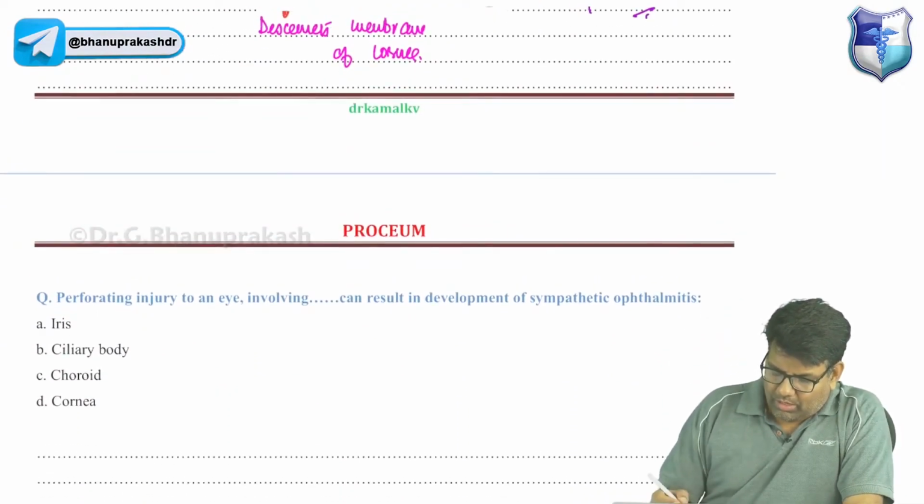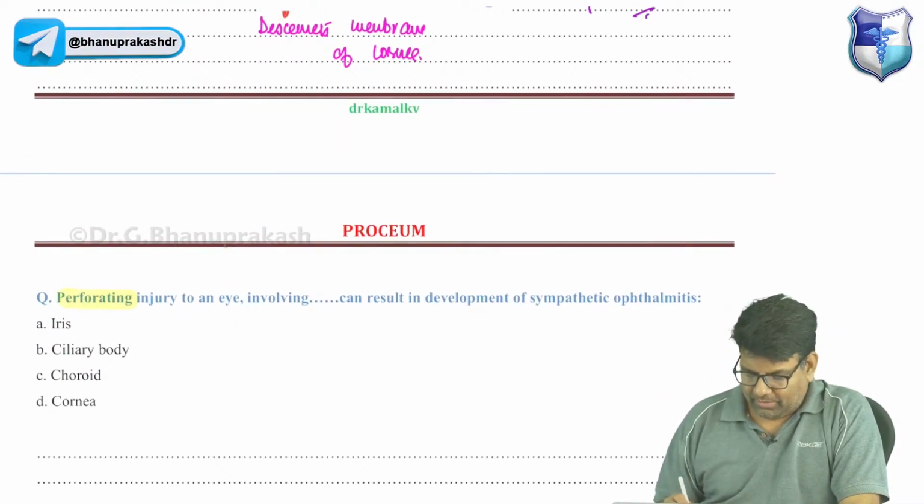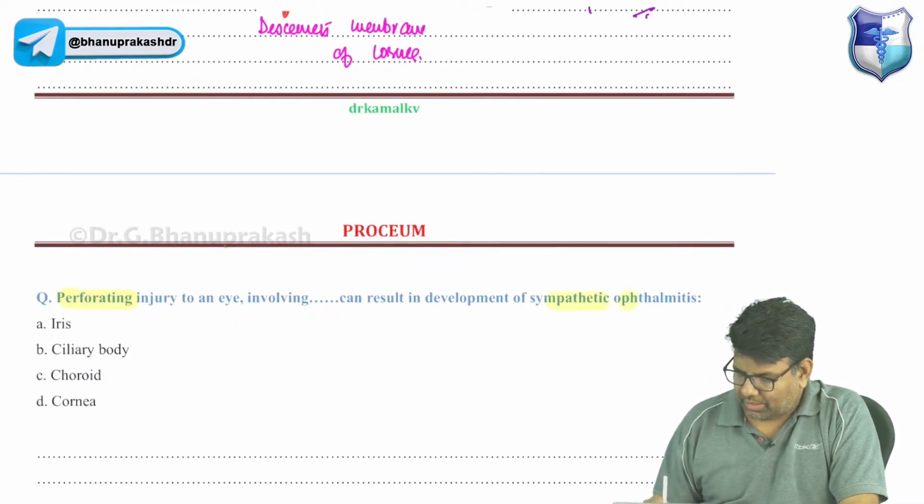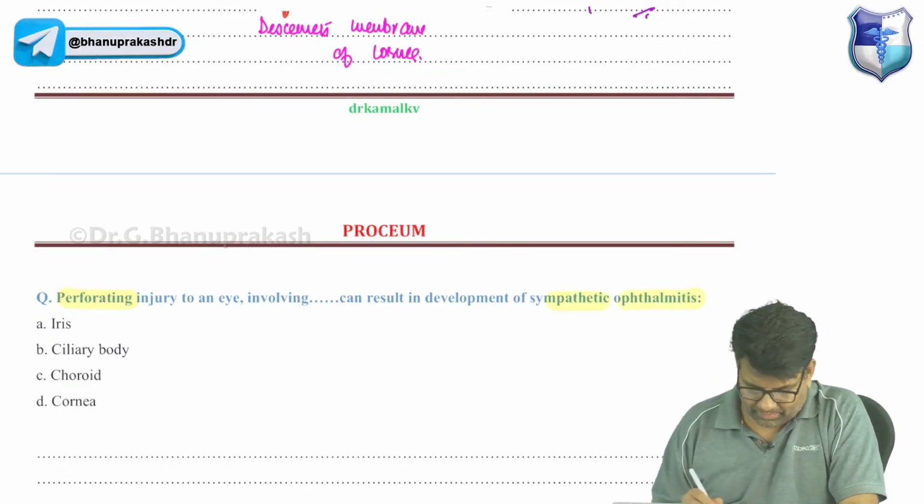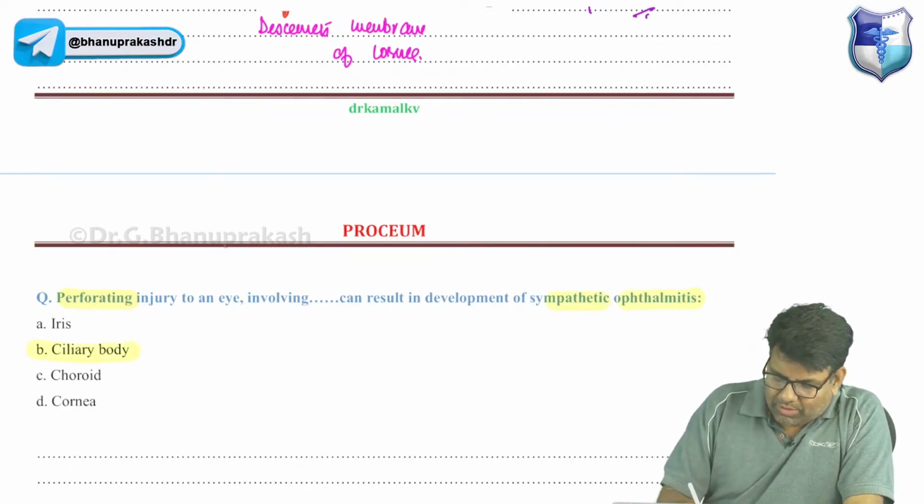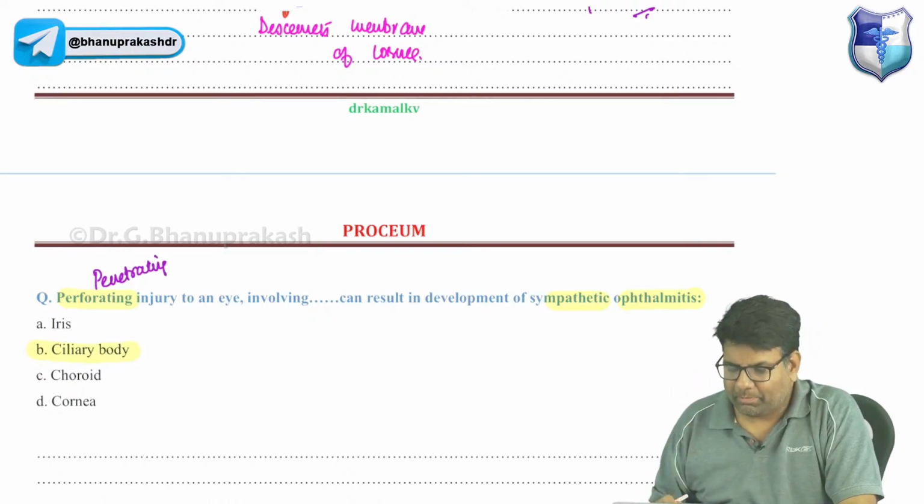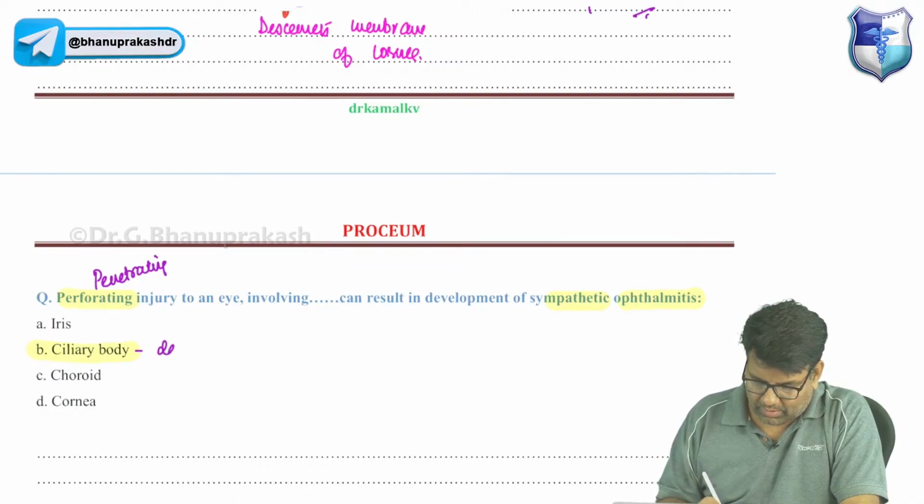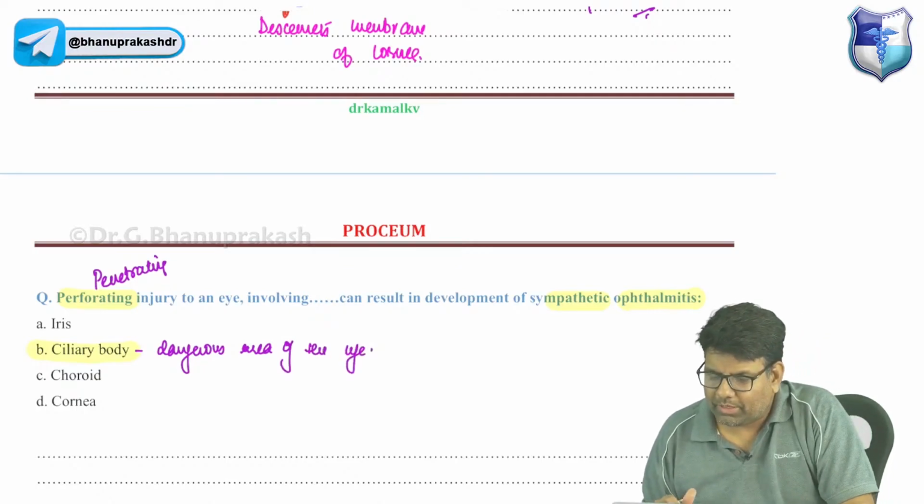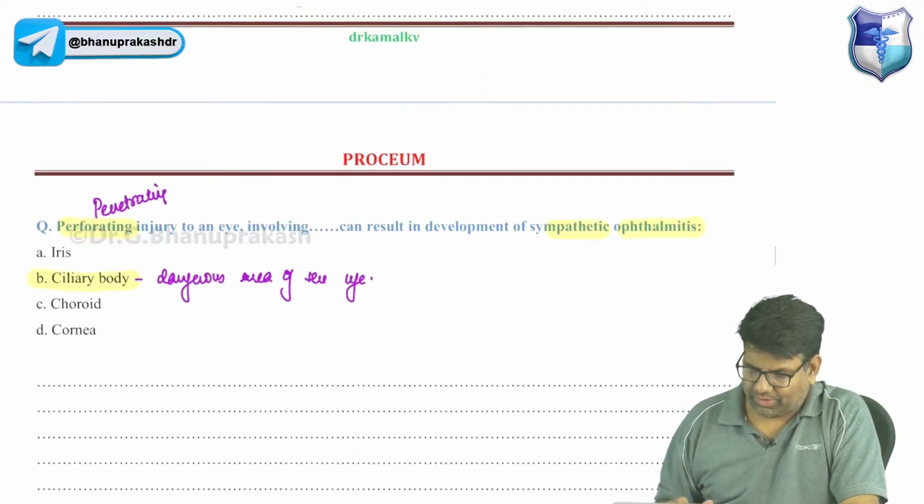So, next question: perforating injury, which can lead to sympathetic ophthalmitis, involves the ciliary body. So always and always, please remember, it is perforating or penetrating injury, and therefore we call it the dangerous area. Clear? Sympathetic ophthalmitis. Yes, everyone is correct. Caffeine, Chiki, Aninda, Pratik, Amir, everyone is right. Perfect.